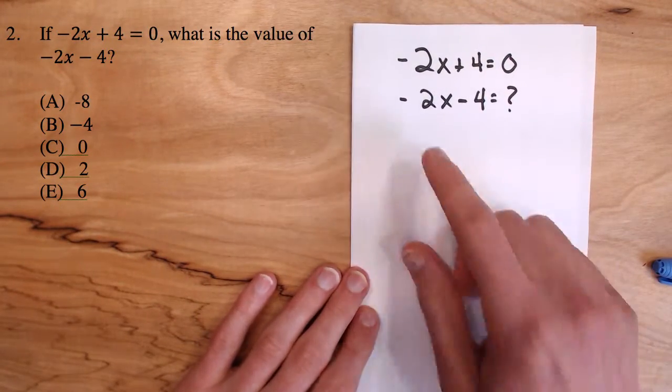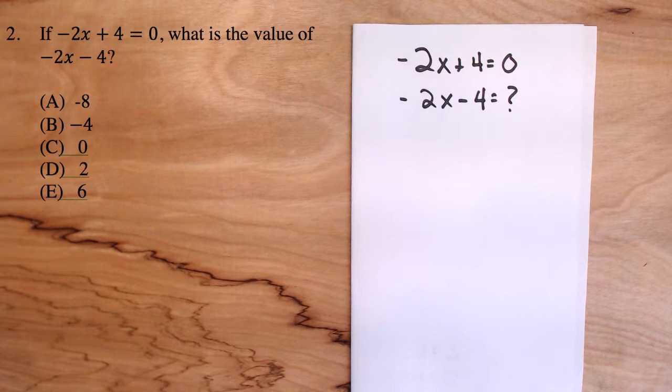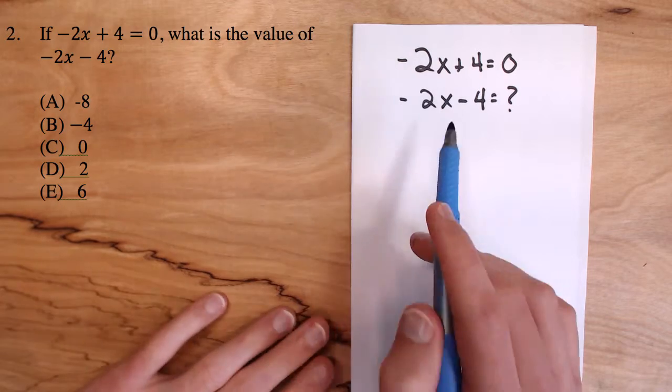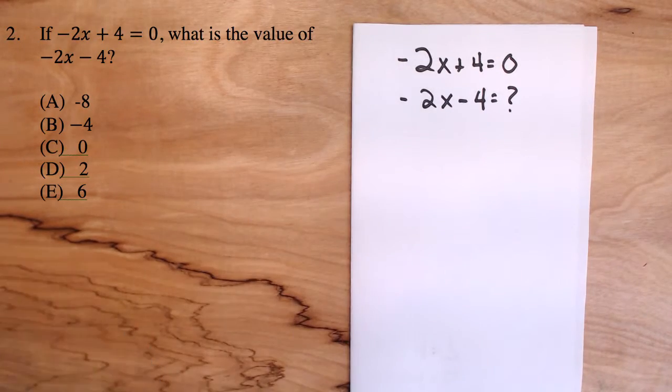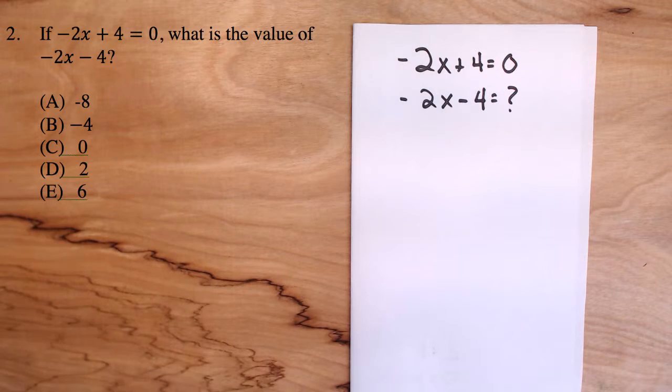So they've given us negative 2x plus 4 equals 0, and they would like us to find the value of negative 2x minus 4. Now I could just solve this for x, that wouldn't be too bad, but let's focus on a sneakier approach here. I notice these formulas are really similar, which is my hint that I can use a sneakier approach.